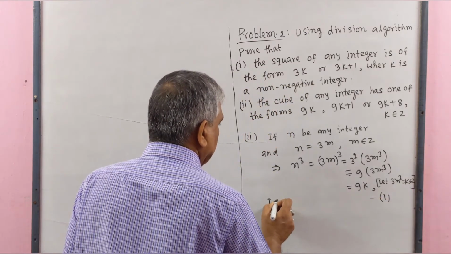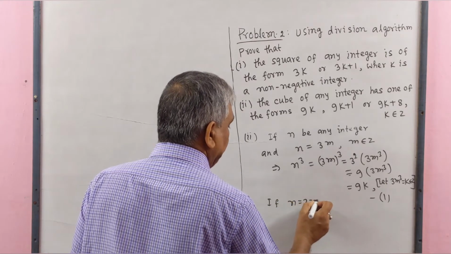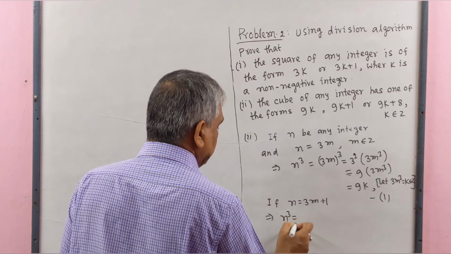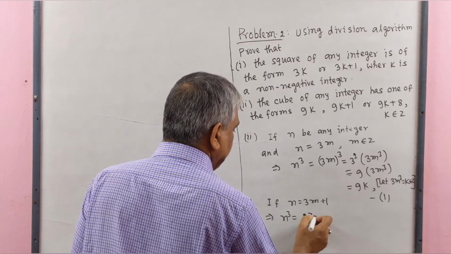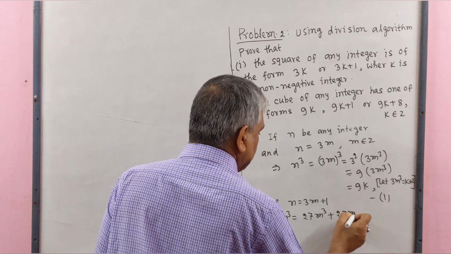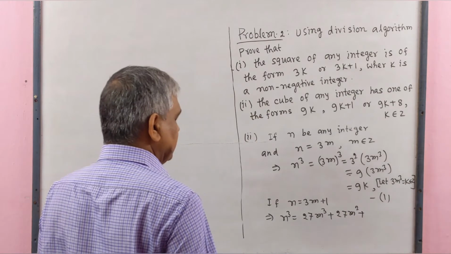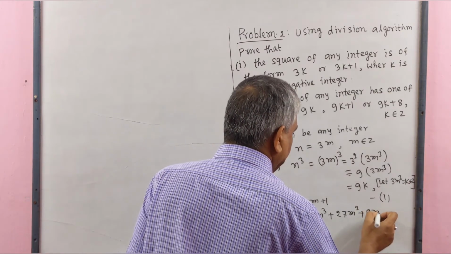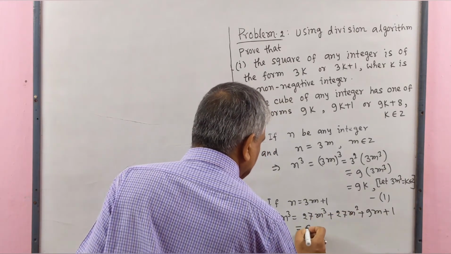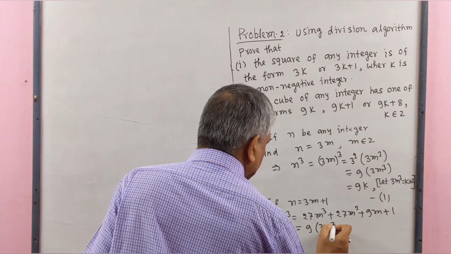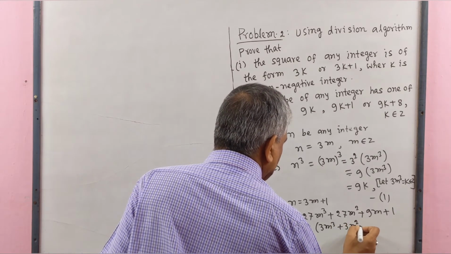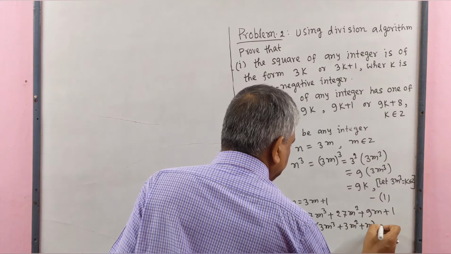If n equals 3m plus 1, it implies that n cube equals 27m cube plus 27m square plus 9m plus 1, which equals, taking common 9 here, 9 times (3m cube plus 3m square plus m) plus 1.